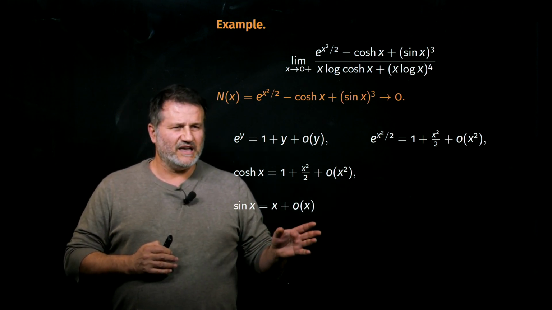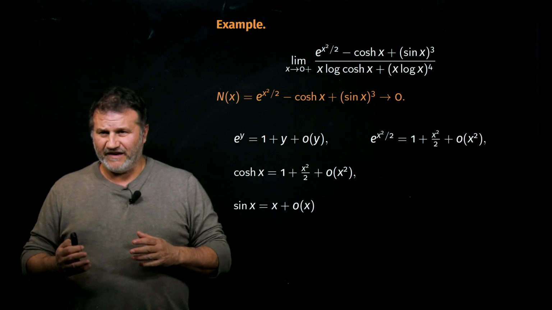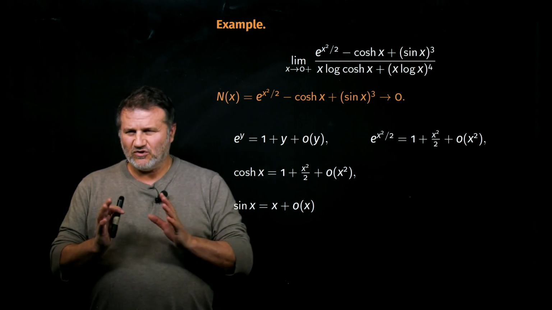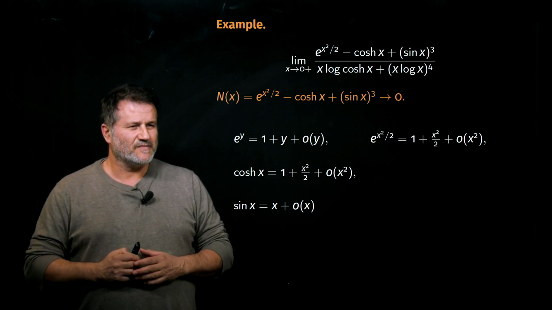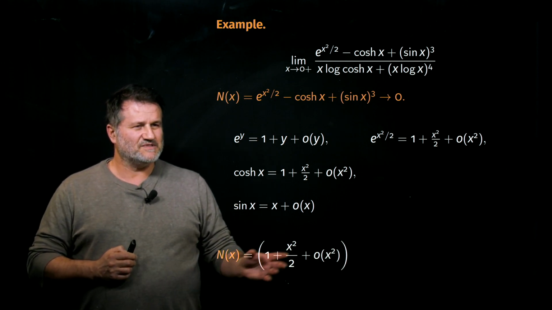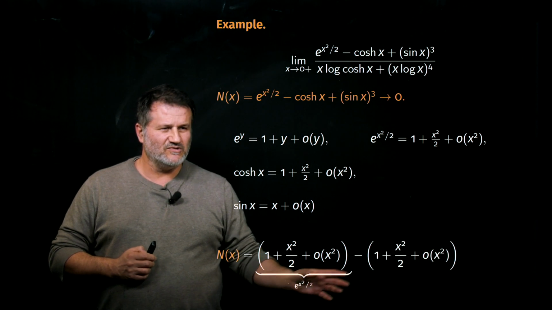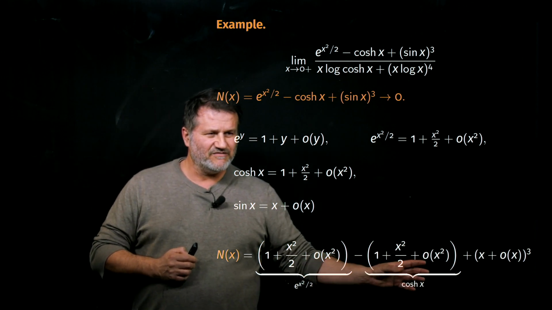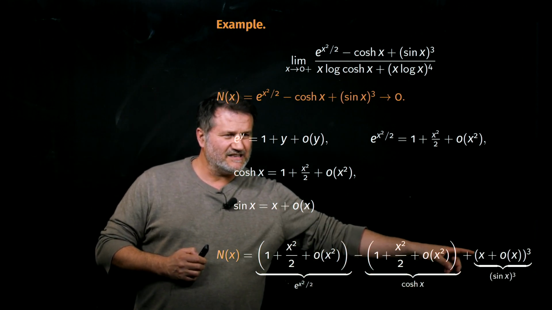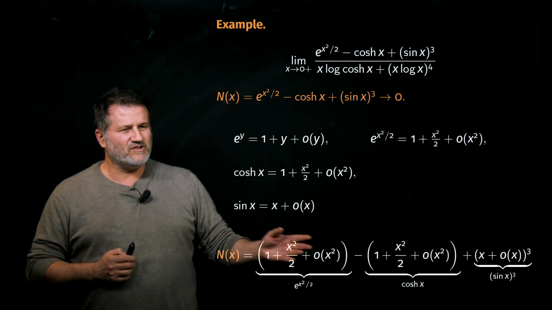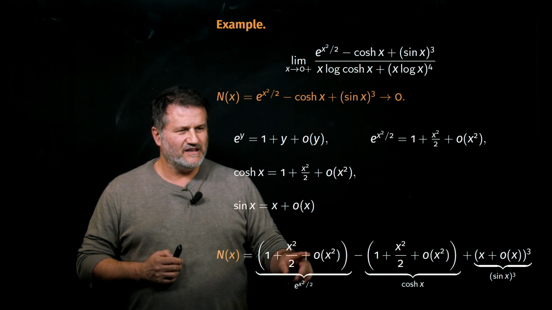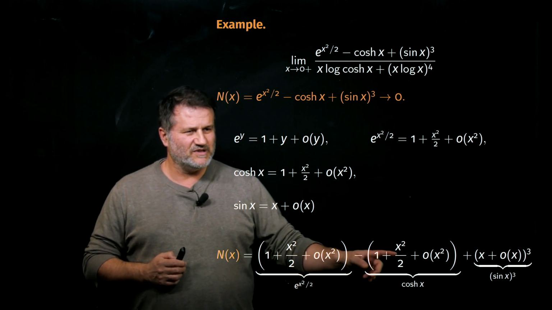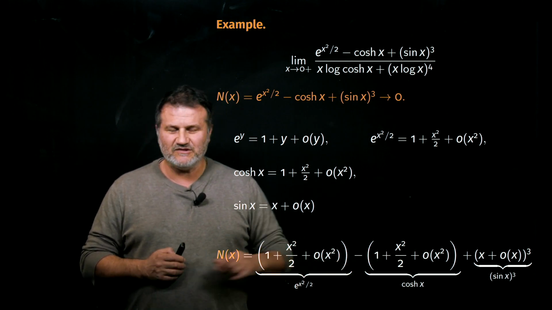And for sine, we have x plus little o of x. I'm choosing just the shortest possible expansions to do the fewest calculations. So the numerator becomes e to x squared over 2, minus hyperbolic cosine of x, plus sine x cubed. Now you can see that something can be simplified: this x squared over 2 with this x squared over 2, because of the minus here.